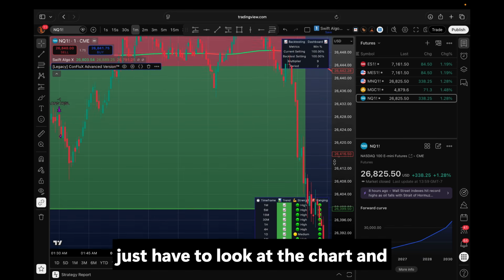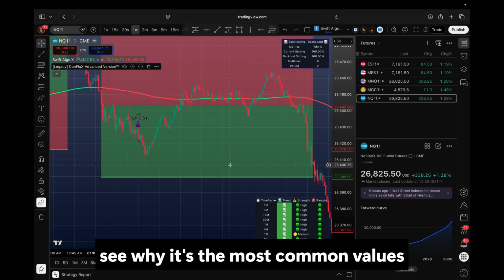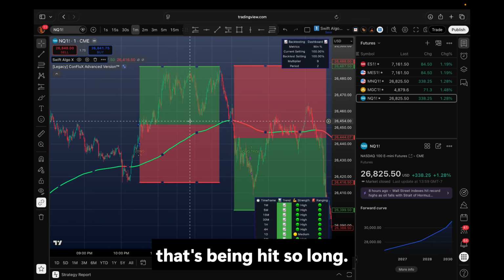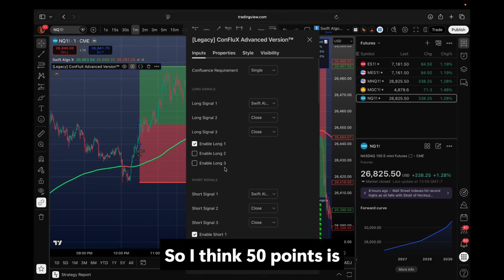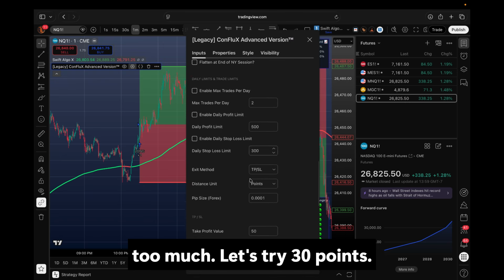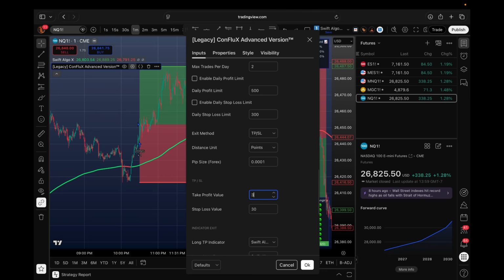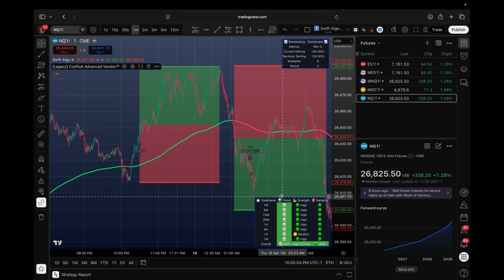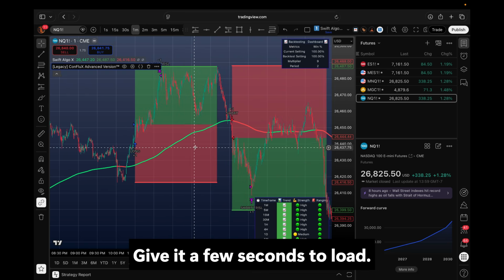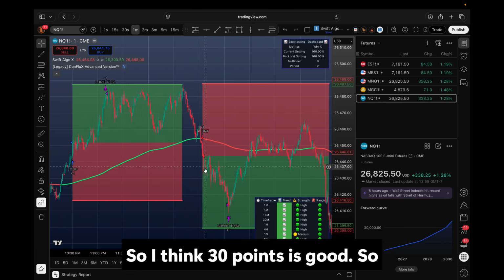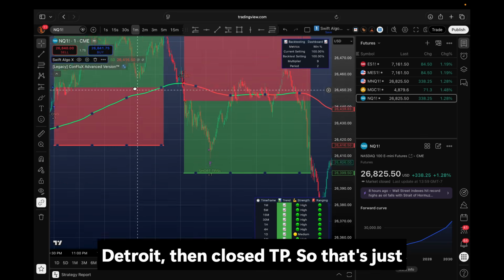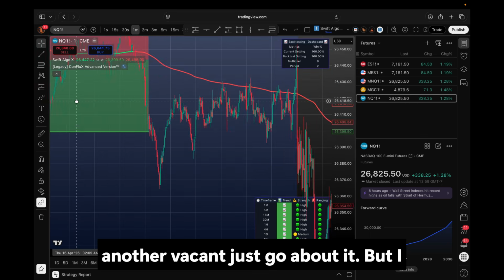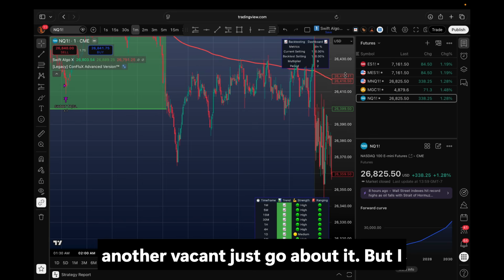You just have to look at the chart and see what are the most common values being hit. So I think 50 points is too much. Let's try 30 points. Give it a few seconds to load. So I think 30 points is good. So it entered a long position, closed at TP, went into short, then closed at TP. So that's just another way you can go about it.